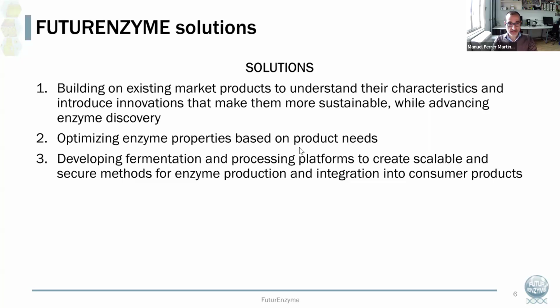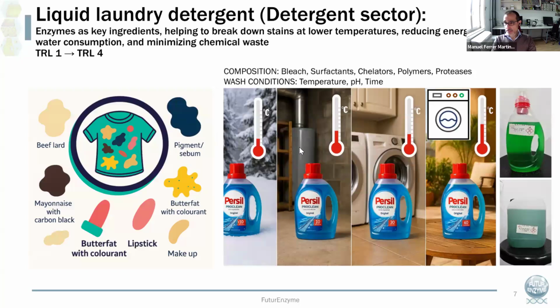Then I will briefly describe the four products that we have in the project. The first one is a liquid laundry detergent. I will not explain in detail because probably the ITB group will describe it better later. The idea is to find enzymes that need to be integrated into the detergent, enzymes able to degrade a lot of chemicals or stains that are in our textile.